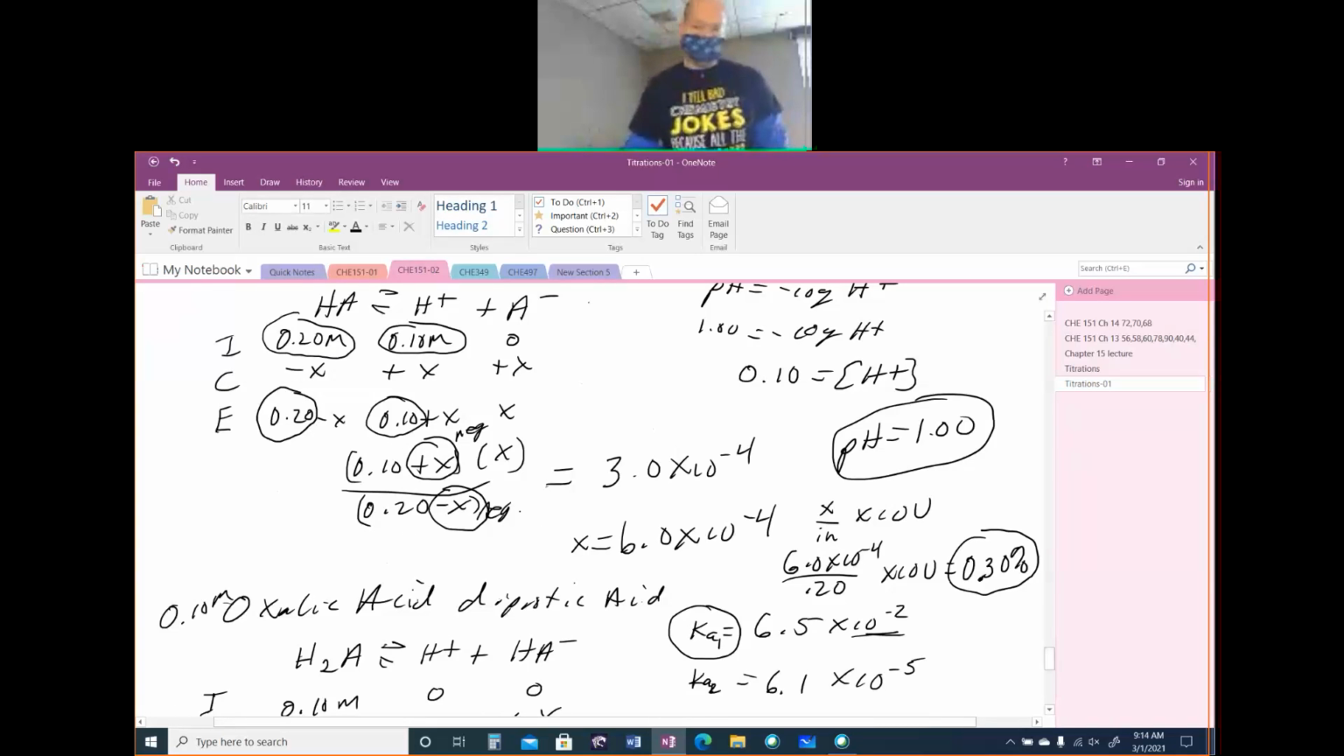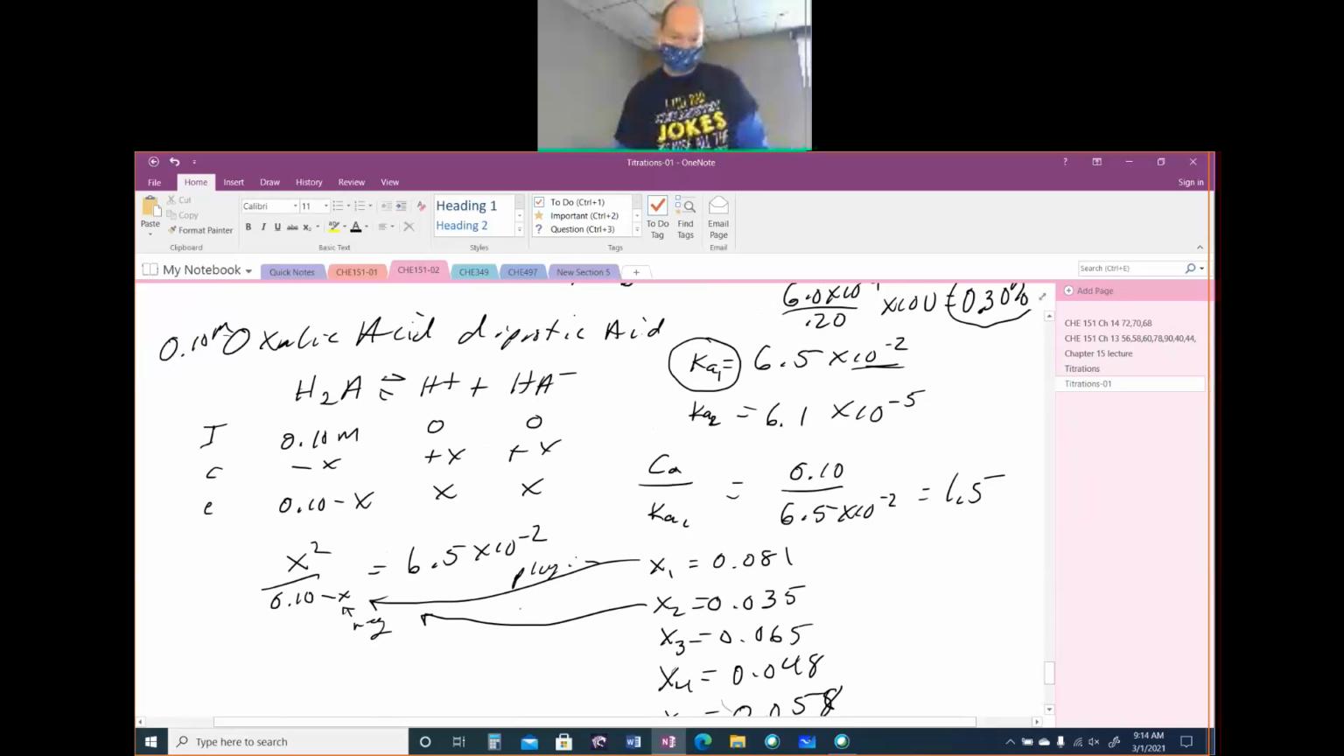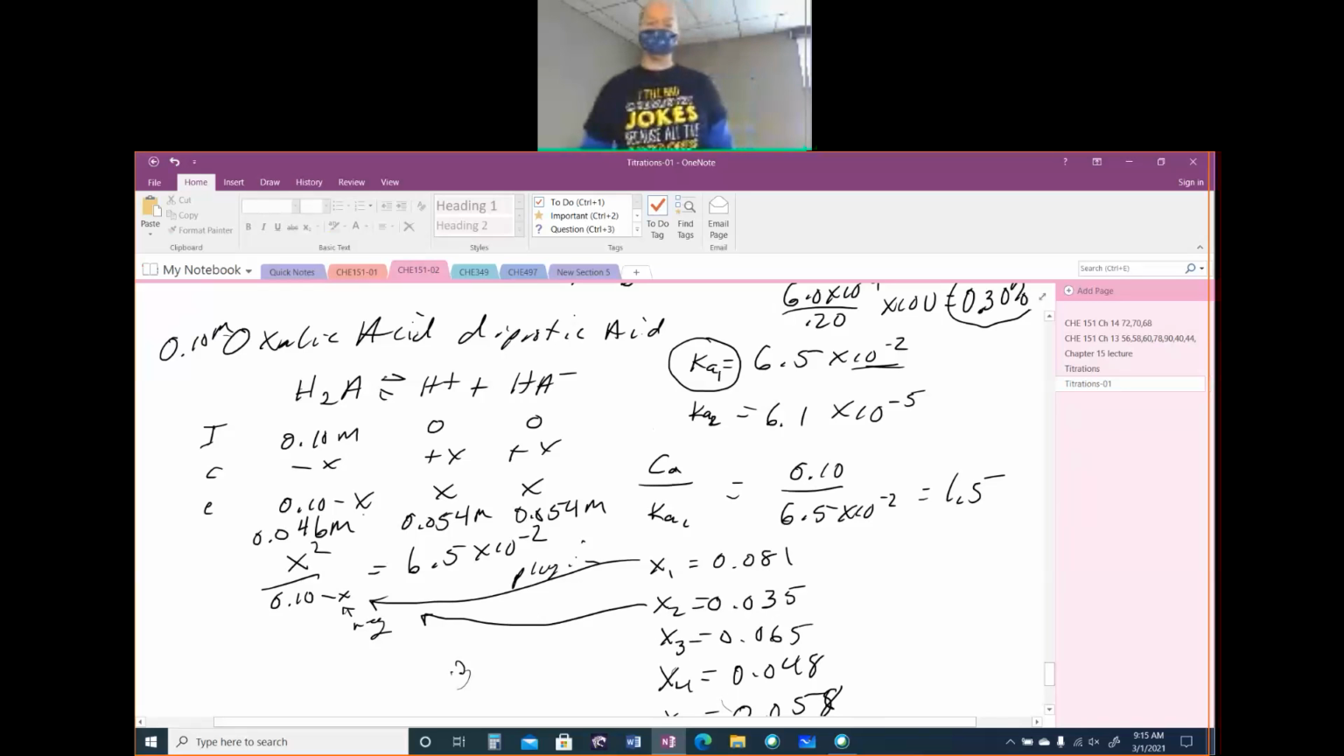So now we know that I have my value for H plus, 0.054. My HA minus, 0.054. And then my H2A is 0.046. You always want to give 2 sig figs for your concentrations.